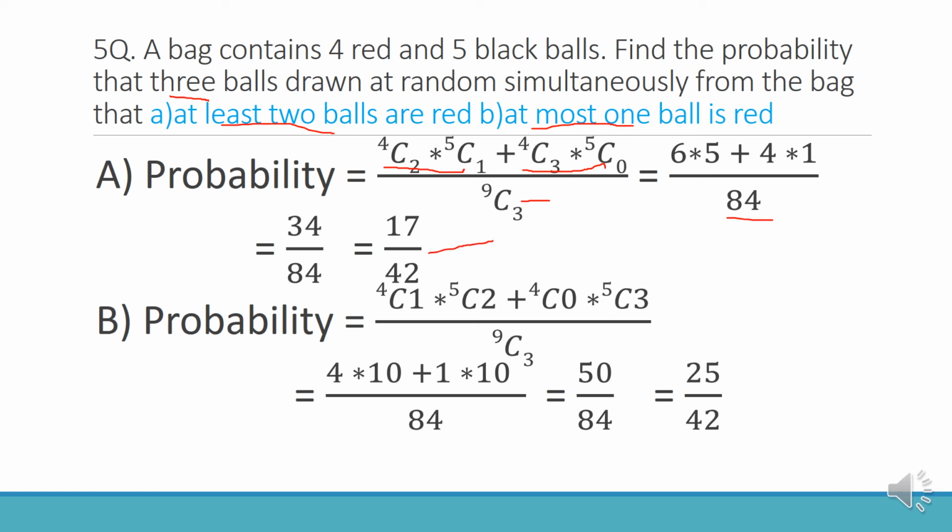Second question B, at most one ball is red. So maximum one ball is red: either one ball is red, or no ball is red. So 4C1 into 5C2 for one ball red. If no ball is red, then 4C0 into 5C3. The total possible outcomes is 9C3. So the probability is 4C1 into 5C2 plus 4C0 into 5C3 divided by 9C3. After solving this, we get the answer as 25 by 42, which is the required probability.